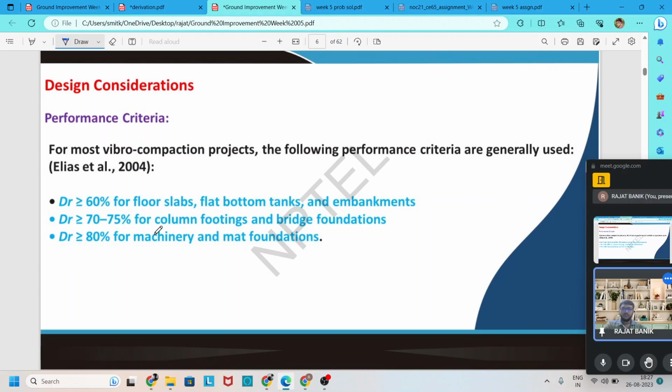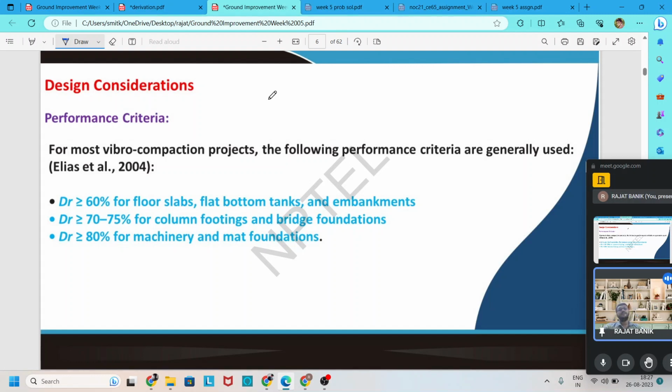Moving to the next slide, we discuss the different design considerations. First one is performance criteria. Based on the performance criteria, different performances are differentiated based on relative compaction. That means what type of soil, what type of construction you need, and how much relative density you need. Based on that relative density, we need to improve our ground.